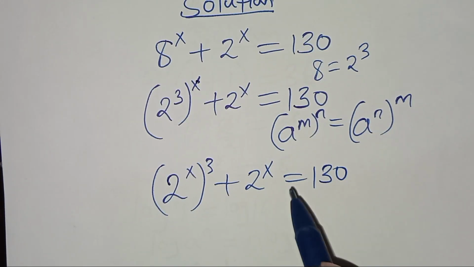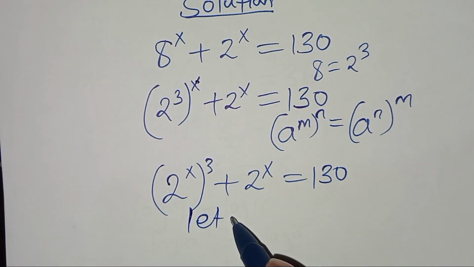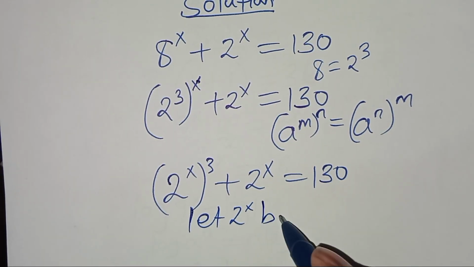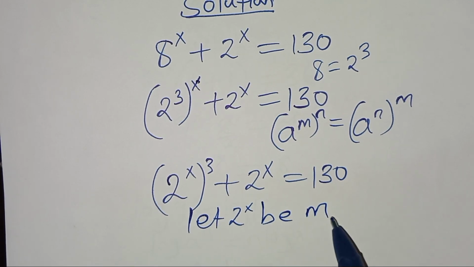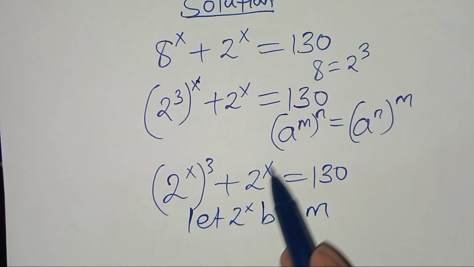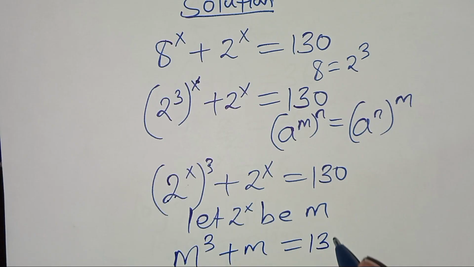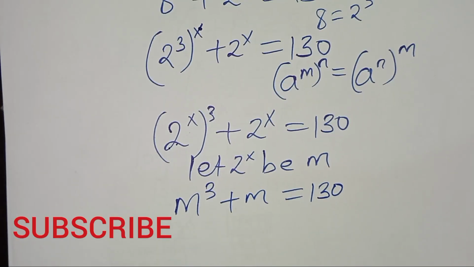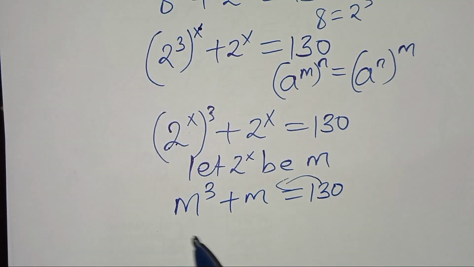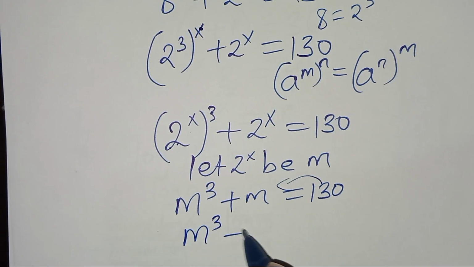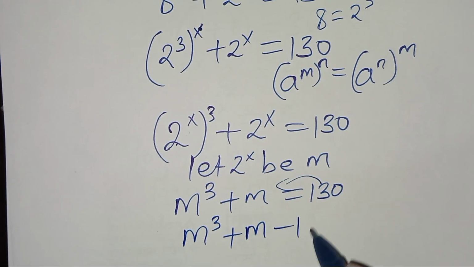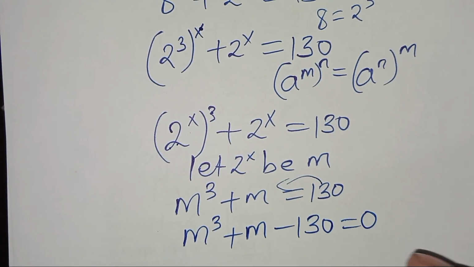Now we can just let 2 to the power x be m. Substituting m where we have 2 to the power x, we'll have m to the power 3 plus m, equal to 130. Let's take 130 to the left hand side. So this is m to the power 3 plus m, subtract 130, equal to 0.